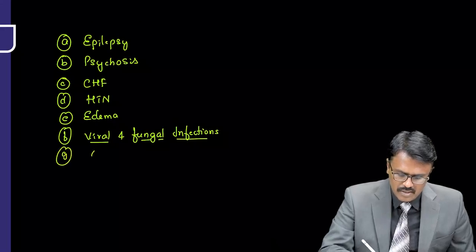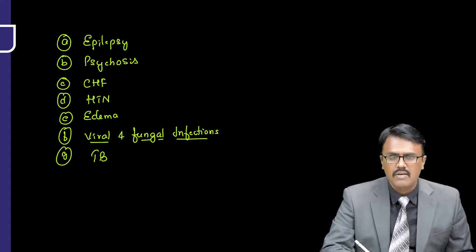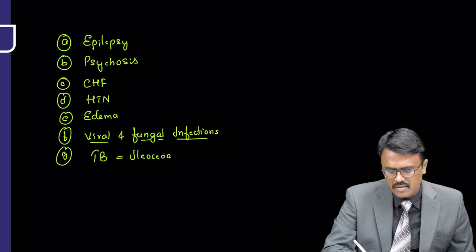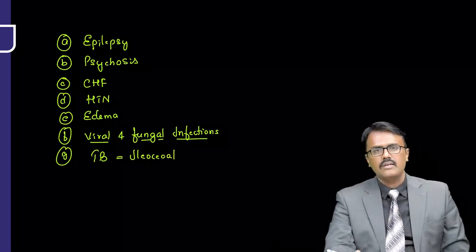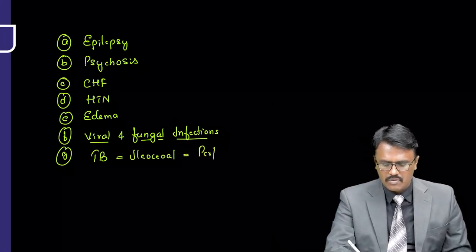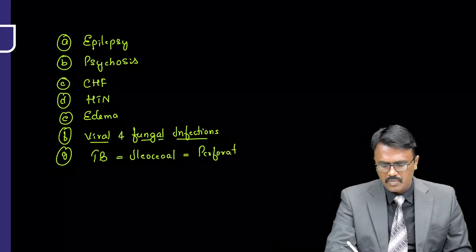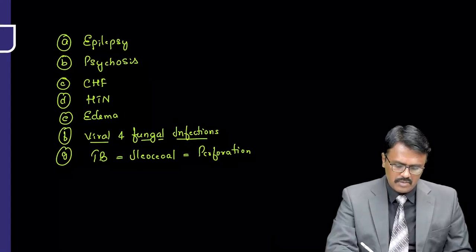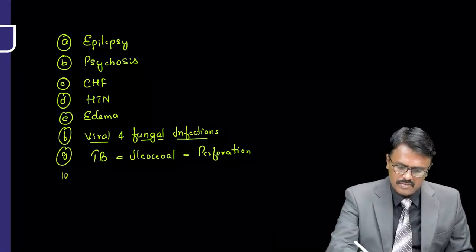Now it is also avoided in something called TB. In which TB is it avoided? Ileocecal TB. Why only in this case? Because it has been shown to increase the risk of perforation. So perforation risk is increased in ileocecal TB. So that is about the infections.